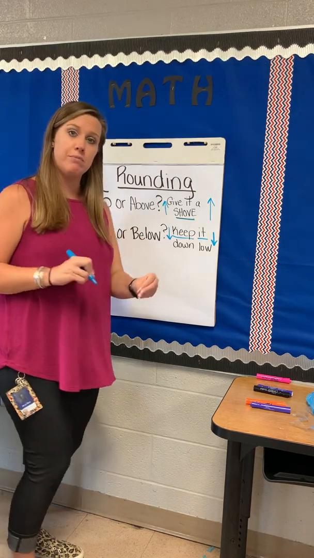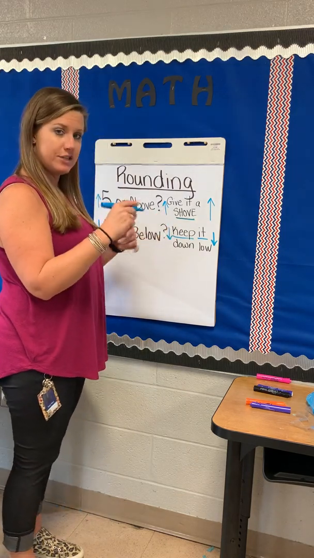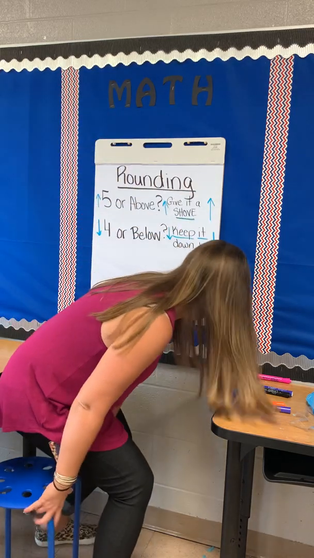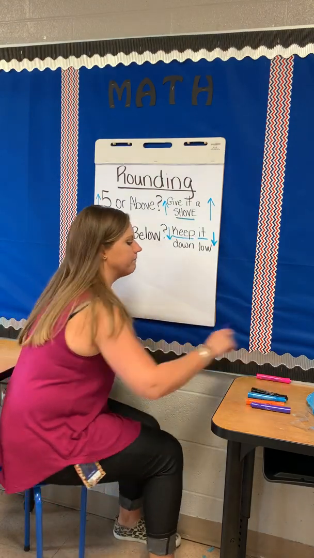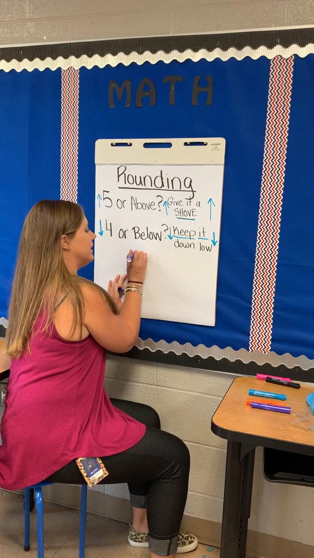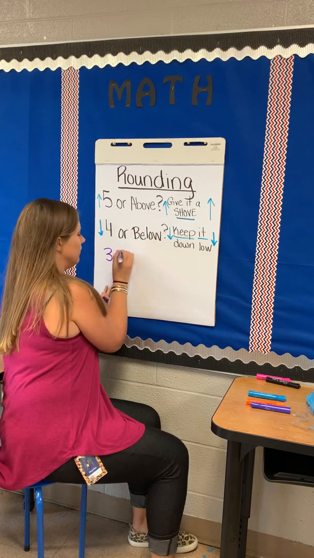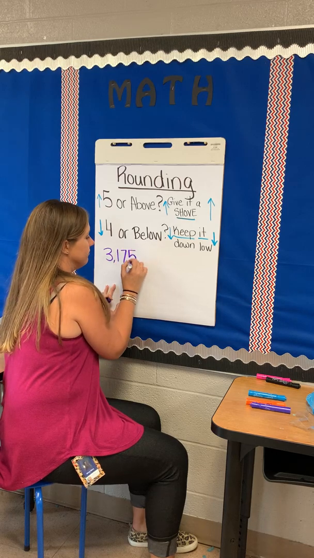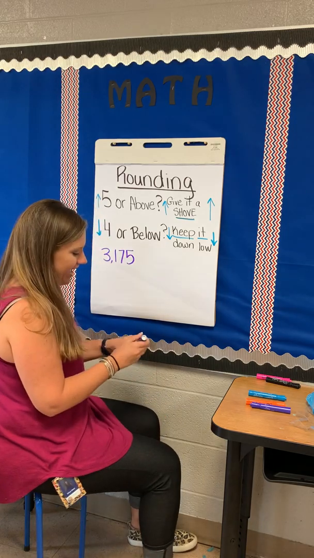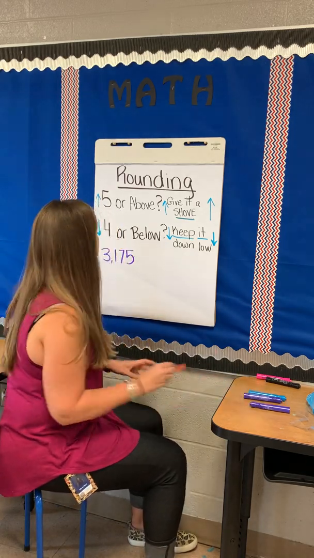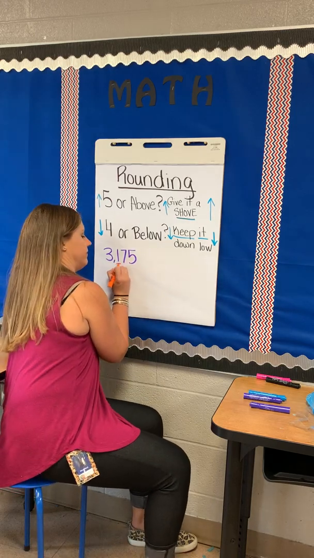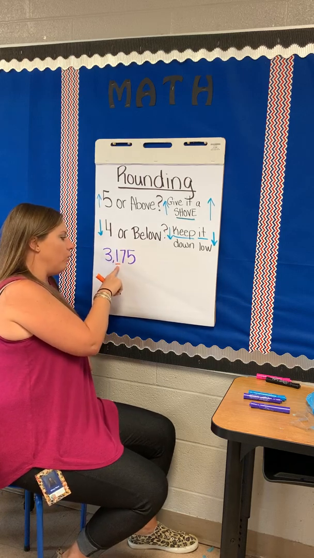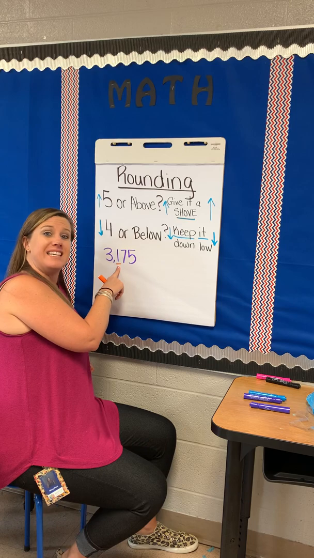Now you still need to know which number you're rounding and which one you're looking at to determine that, okay? So we're gonna put a number. Let's say that number is 3,175, and you are being asked to round to the nearest 100. So you find out what the hundreds are.